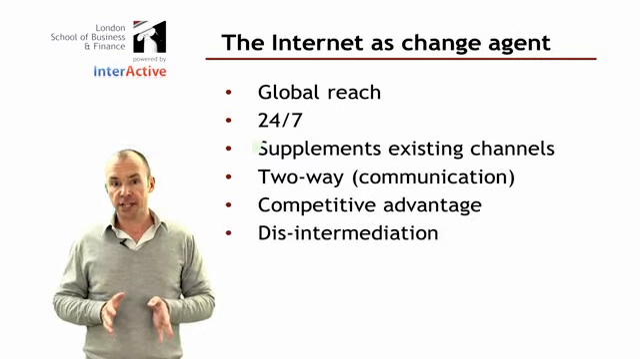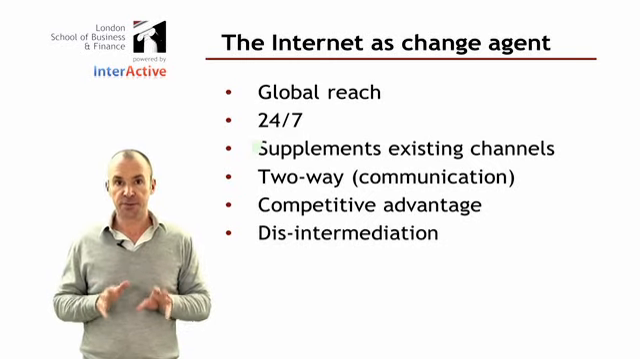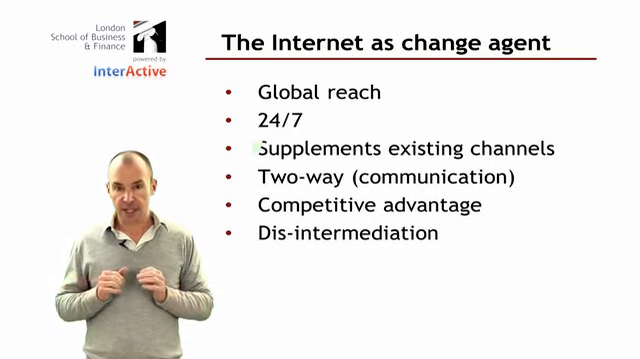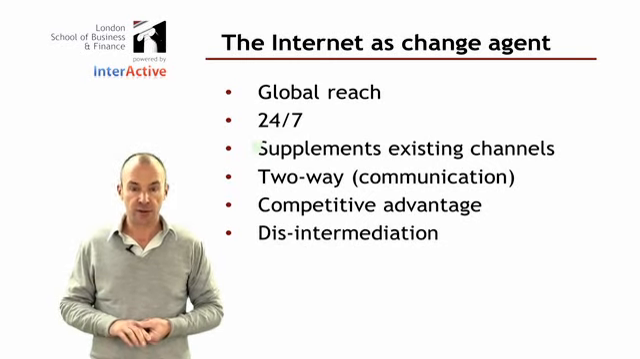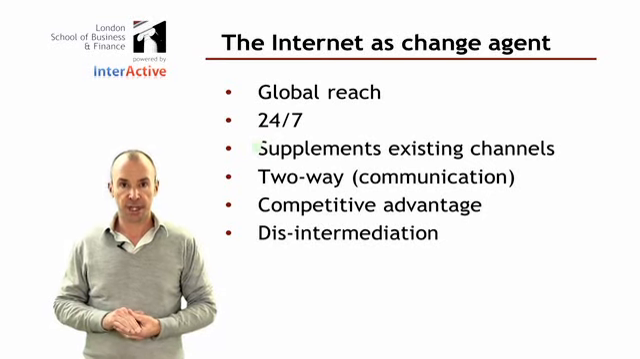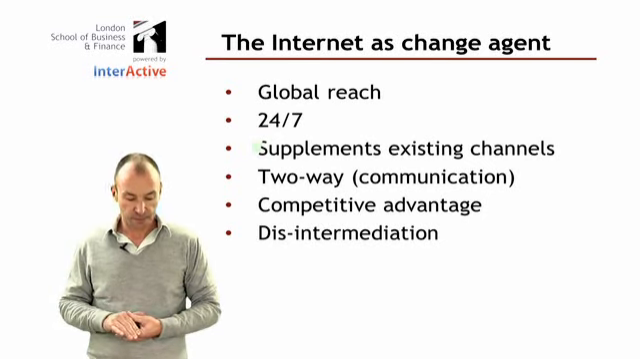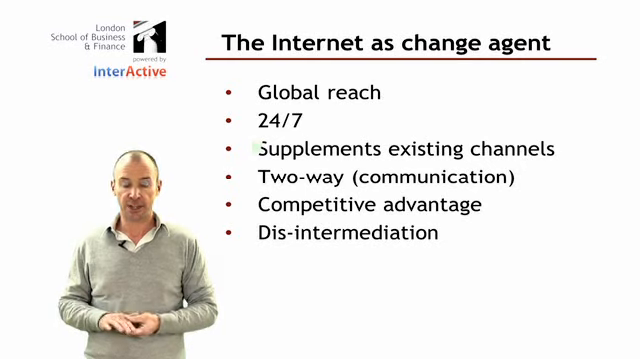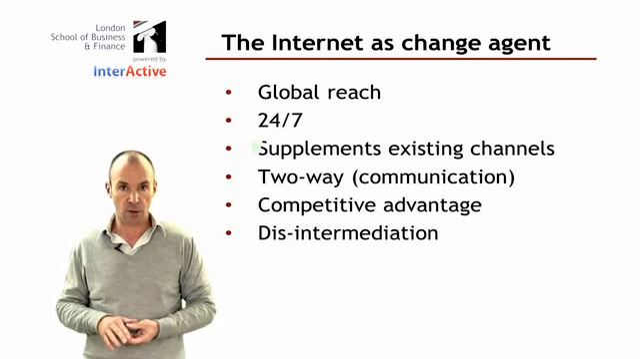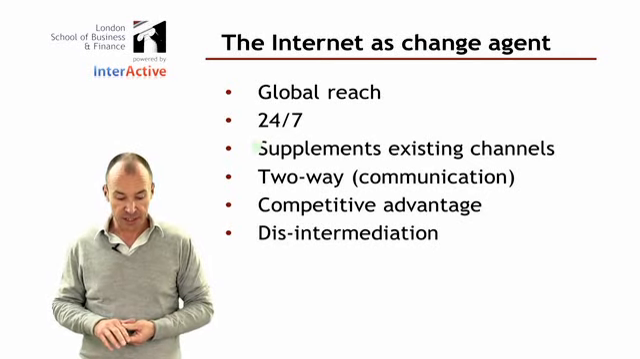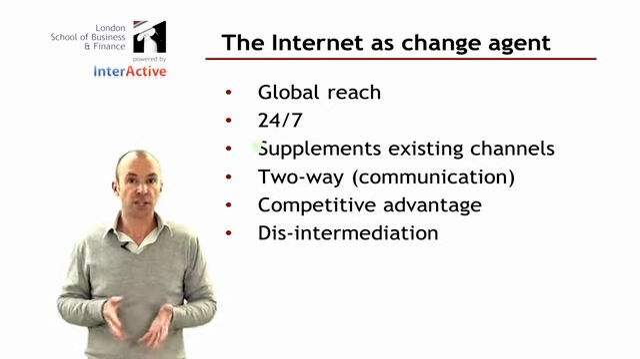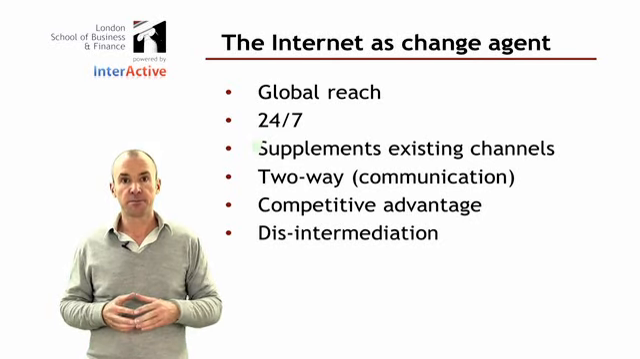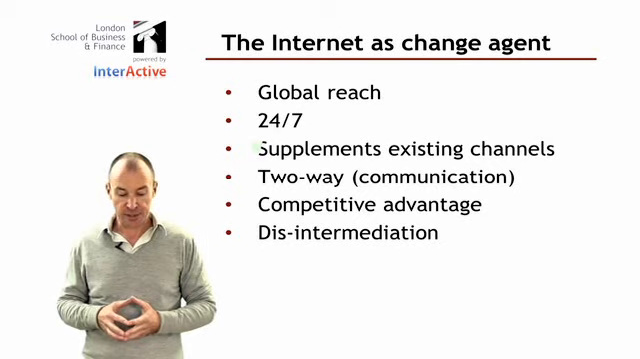The internet is also a change agent, and a change agent very specifically from a marketing perspective here. The internet is global. The internet is reaching parts of the world that other technologies never reached. It's available 24/7. It's never closed. Many businesses can use the internet as a supplement to existing channels. The existing distribution channels still exist, they still have a role. This is another way of serving customer needs. One major advantage of the internet is it is essentially a two-way channel. There is a communication element that's very direct that we may not have with other distribution channels.